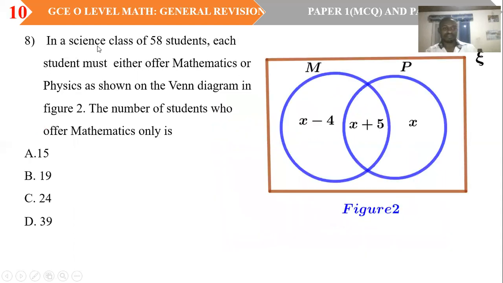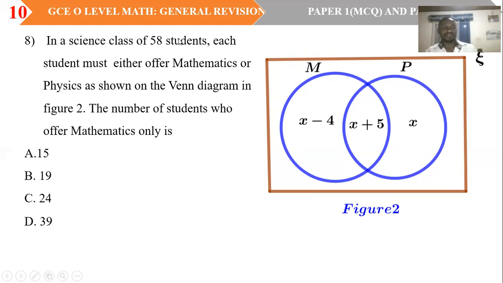Question 8. In a science class of 58 students, each student must either offer mathematics or physics as shown on the Venn diagram in figure 2. The number of students who offer mathematics only is, now the region where students who offer mathematics only is represented by x minus 4 on this Venn diagram. And to find that region, we need to first of all find the value of x.